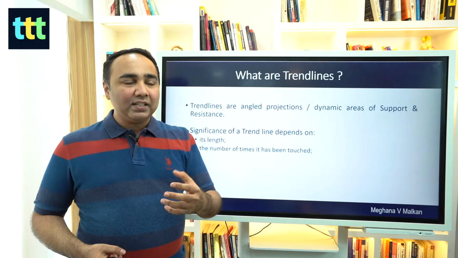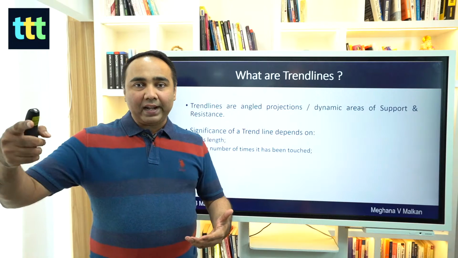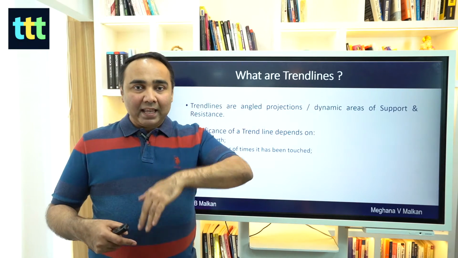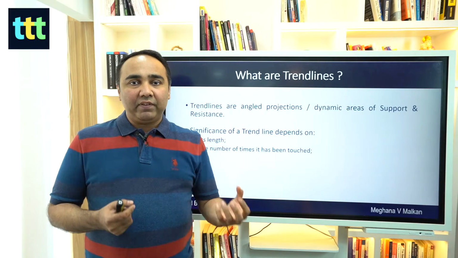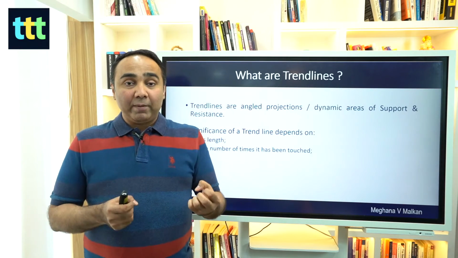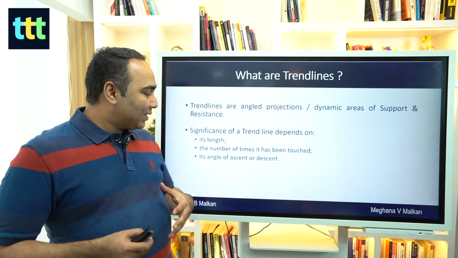The second is called the number of times it has been touched. Now you will draw certain trend lines which will keep bouncing from the trend lines. The more it touches the points and the more it bounces, the more significant the trend line is. And when it breaks that trend line, it becomes a much more important trend break where you can take a reversal trade. And the last one is the angle.